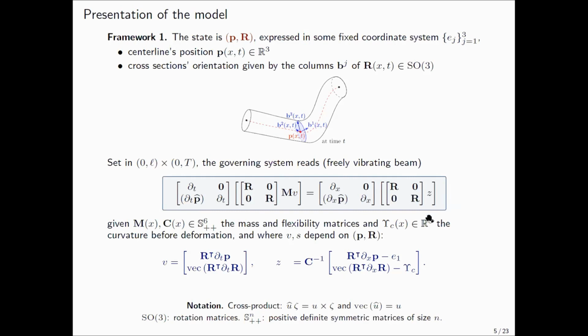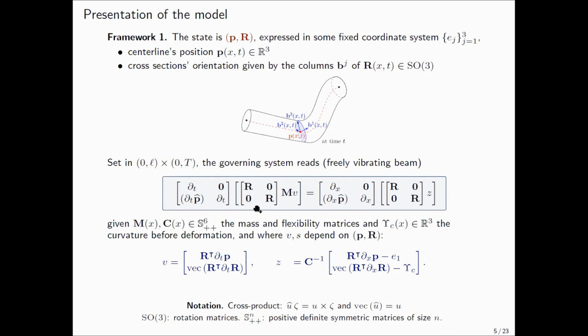where V and Z are defined in blue here. So you see that they depend on P and R. You can see that the system is of second order in space and in time, and it is quasi-linear. And the notation hat here is just a way to represent the cross product. If you take a vector U in R3, U hat applied to some vector zeta is just the cross product between U and zeta. And in the definition of V and Z, this notation vec is just a way, when you have U hat, to get back the vector U. So vec of U hat is just U.